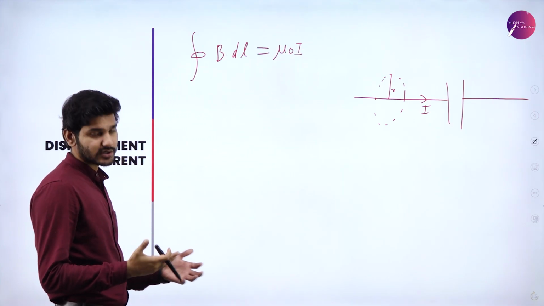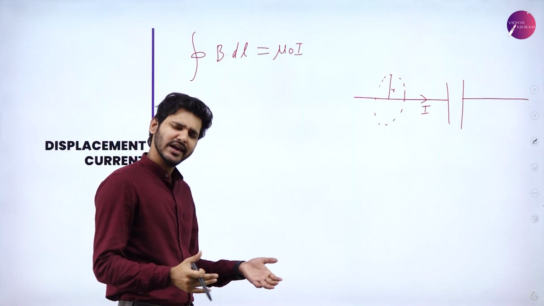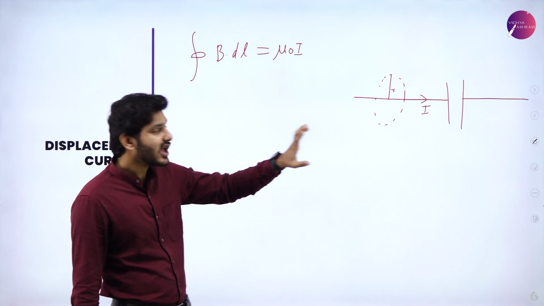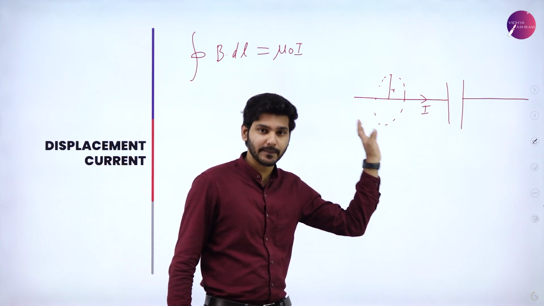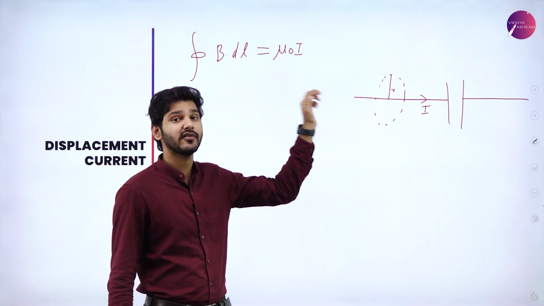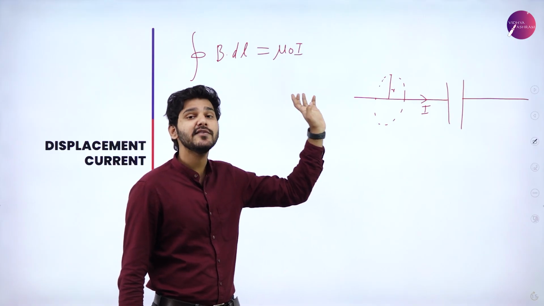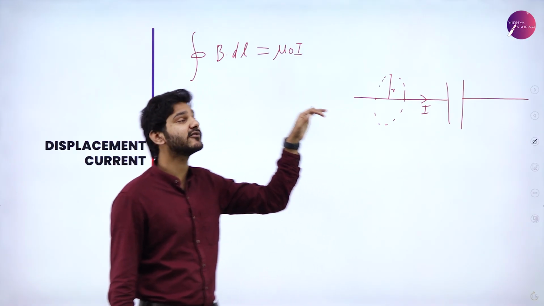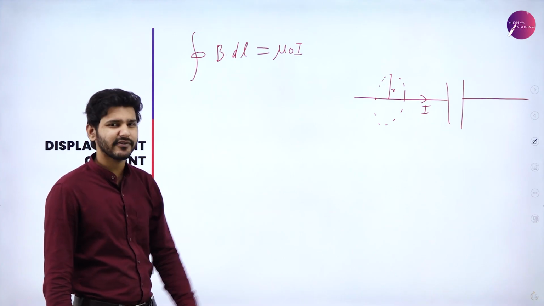Right, that is Ampere's circuital law, which we have already learned in the previous chapter. Now, if I do this particular calculation outside this capacitor, where there is a power line or simply a wire in which current is passing through, I will get an expression for B. Right, we already found this.